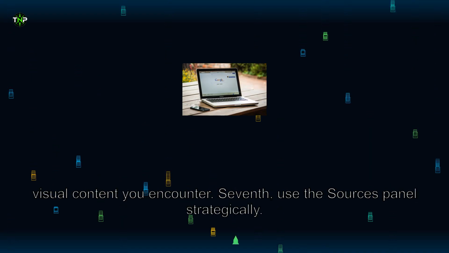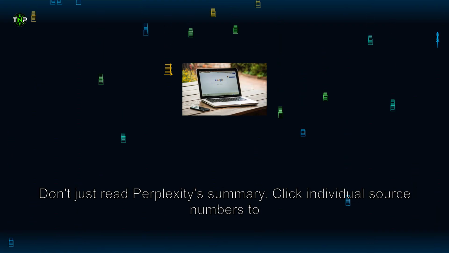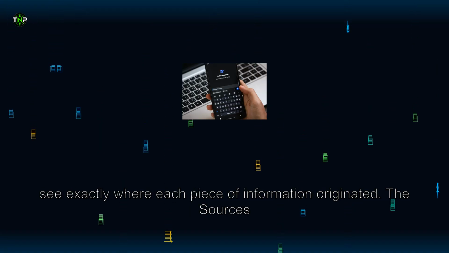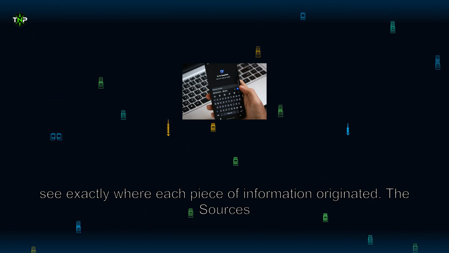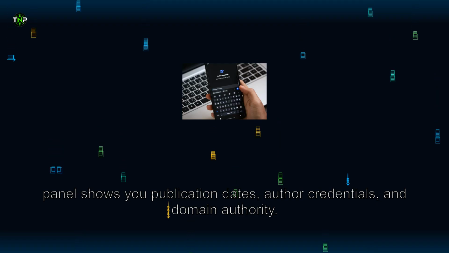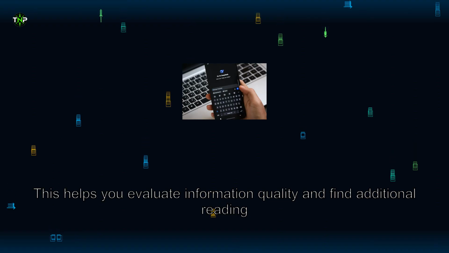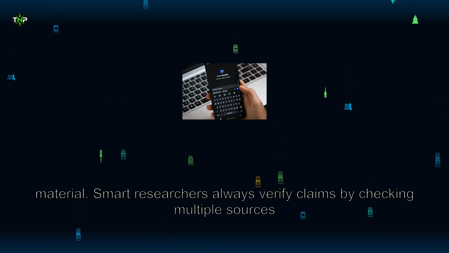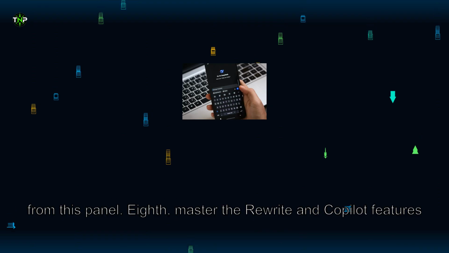Seventh, use the Sources panel strategically. Don't just read Perplexity's summary. Click individual source numbers to see exactly where each piece of information originated. The Sources panel shows you publication dates, author credentials, and domain authority. This helps you evaluate information quality and find additional reading material. Smart researchers always verify claims by checking multiple sources from this panel.